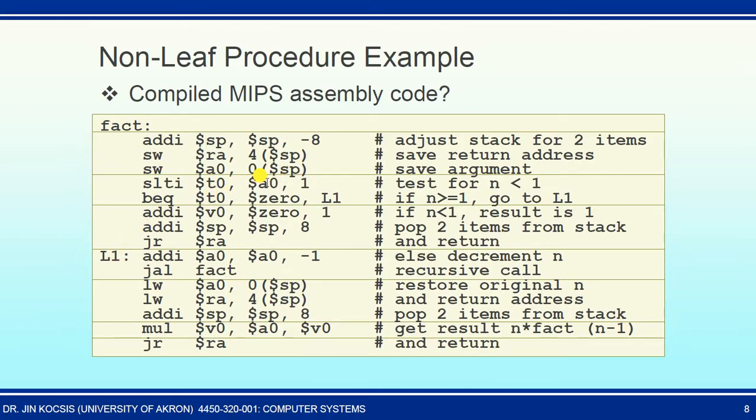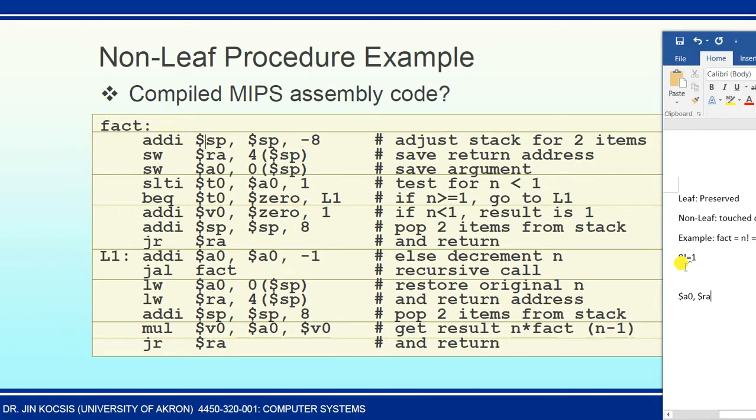But if A0 is less than 1, what does that mean? That means T0 will be 1, so this branch condition does not satisfy. I will continue with the subsequent instruction, which is add immediate. Here, I will set the value of V0 as 1, right? Because we said n is 0, factorial is equal to 1, right? After that, I will adjust the stack pointer and then do the jump and return.